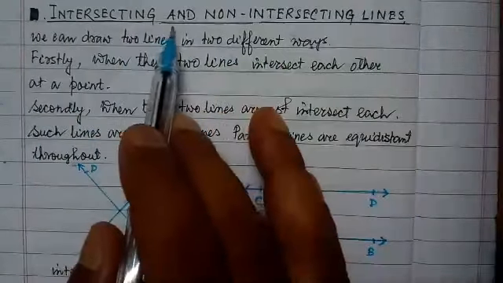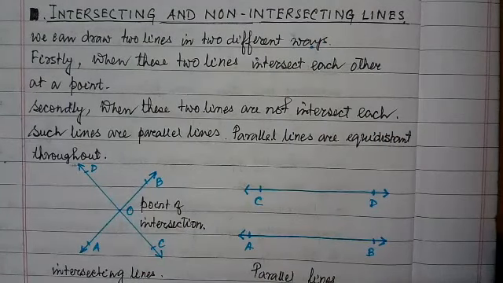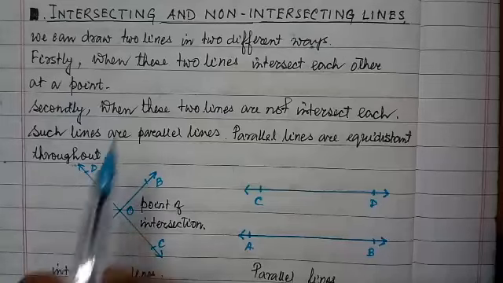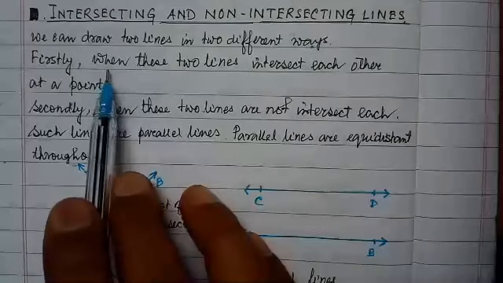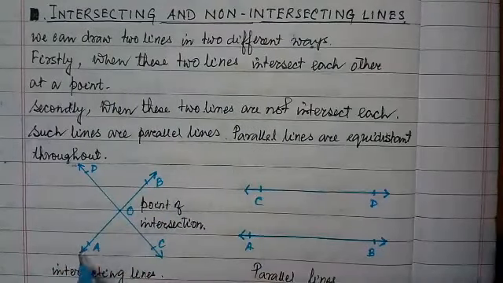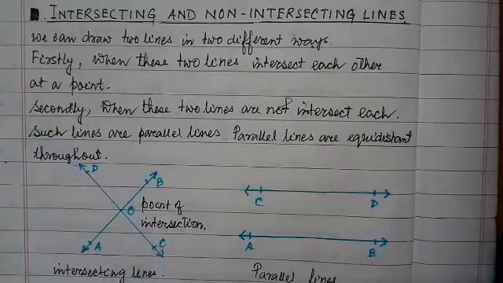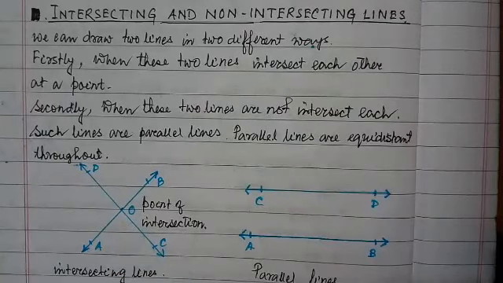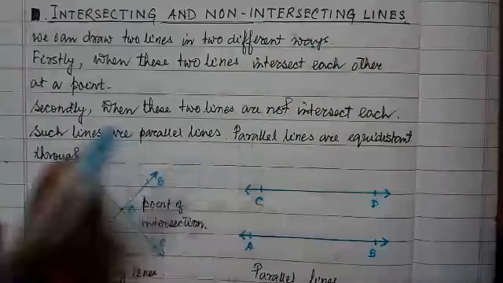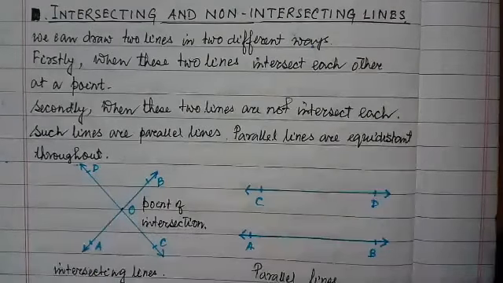Now intersecting and non-intersecting lines. What does it mean? We can draw two lines in two different ways. Firstly, when these two lines intersect each other at a point. That is, here we see AB and CD. These two lines intersect each other at the point O. Therefore, these two lines are called intersecting lines. They have a common point O.